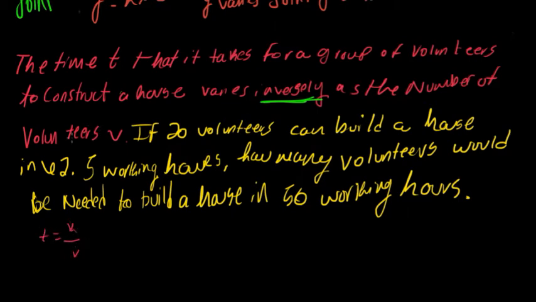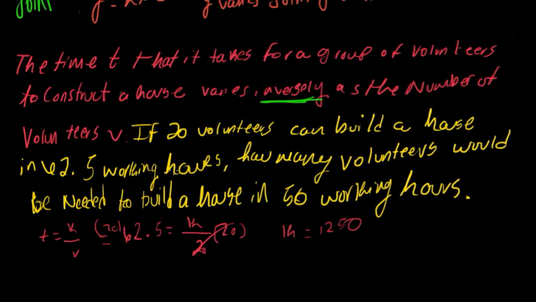So we want to find what our k value is. Well, it's given that if 20 volunteers can build a house in 62.5 working hours, then 62.5 is equal to k, because we're going to find k, over the number of volunteers, which is 20. If we solve for k in this equation, we multiply both sides by 20. Those cancel. This will be multiplied times 20. We'll get k is equal to 1250. So 1,250. Okay? Perfect.